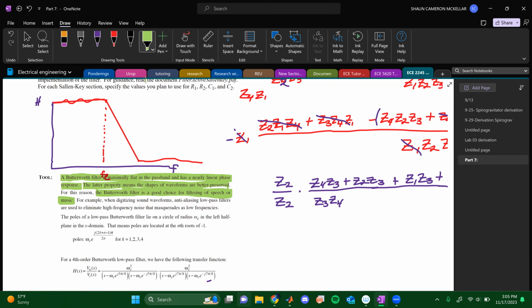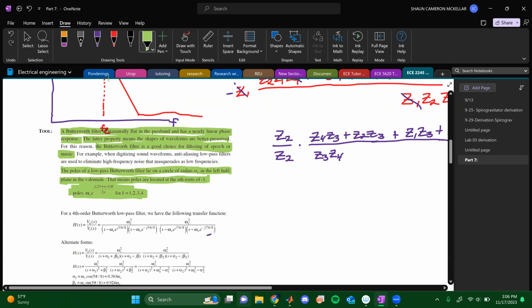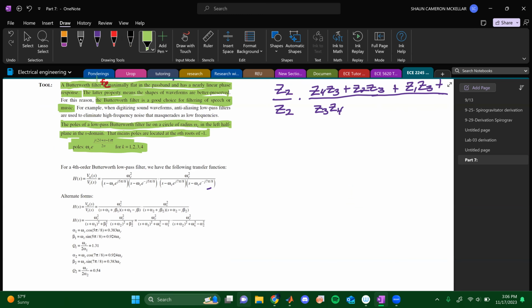All right, so getting into the actual details, the poles of a low-pass Butterworth filter lie on a circle of radius omega c in the left half plane in the S domain. That means poles are located in the nth roots of -1, and they follow this sort of equation. So let's draw out sort of what that looks like.